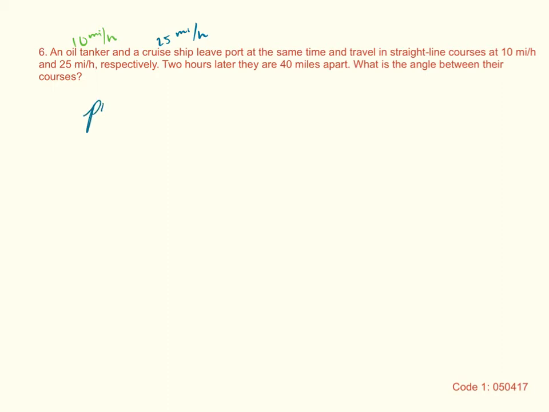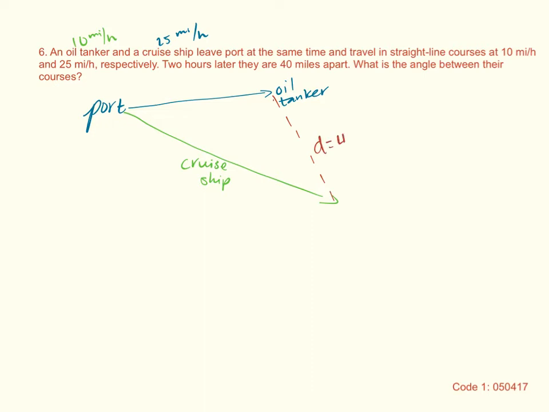So let's draw our port. Let's say this is the direction of our oil tanker. So I switched colors again on you, sorry. And then this will be the direction of our cruise ship. Okay. 2 hours later, they are 40 miles apart. So this distance in between them right here is 40. What is the angle between their courses?